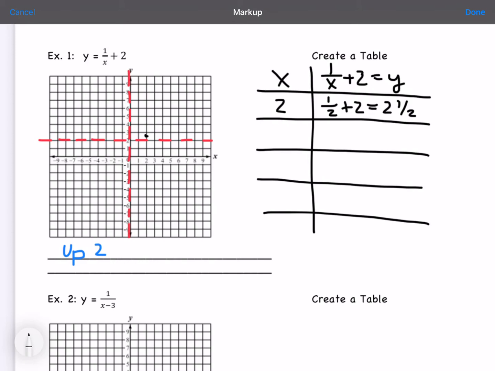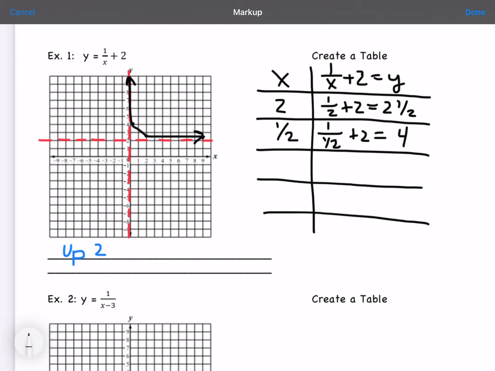And then I want to show you what happens when we put in 1/2. So we do 1 over 1/2 plus 2. So what's 1 divided by 1/2? 2. So that becomes 2 plus 2, which is 4. So at 1/2, we're up at 4. So on this side, our graph is going to look something like that.